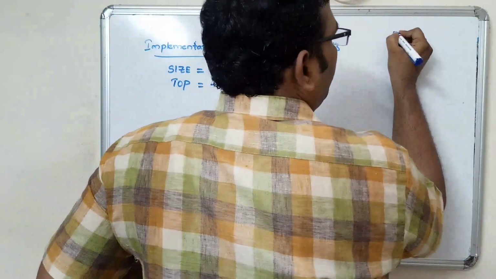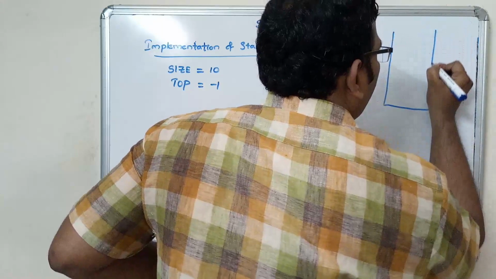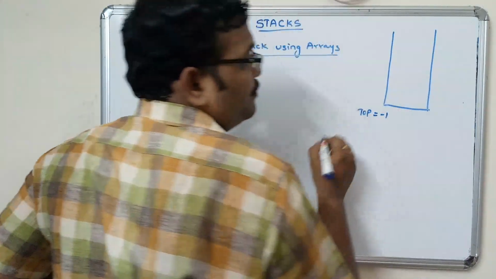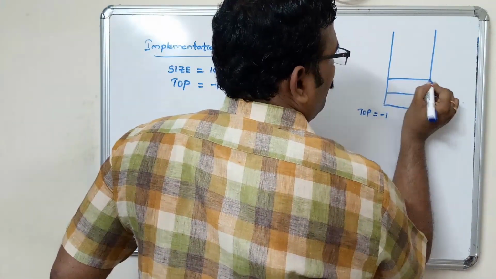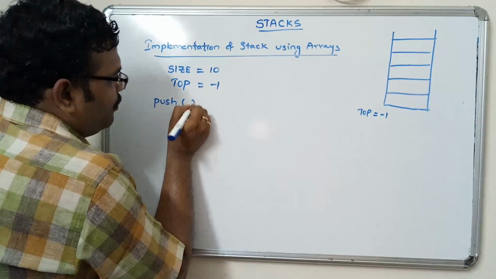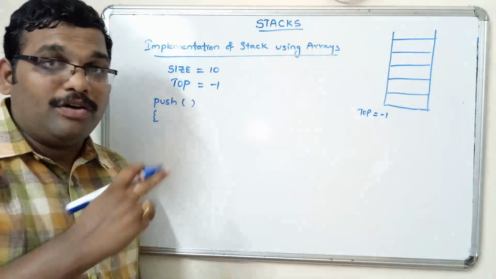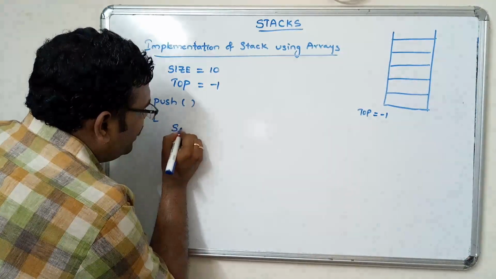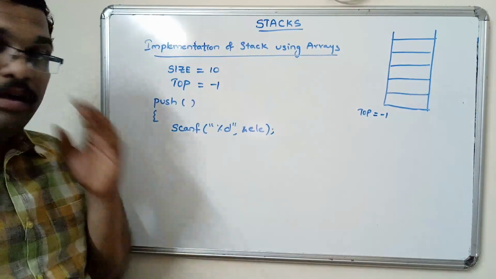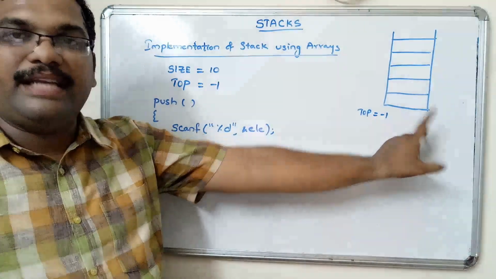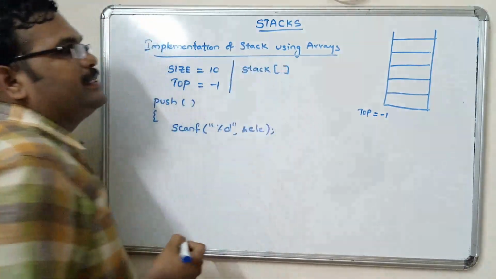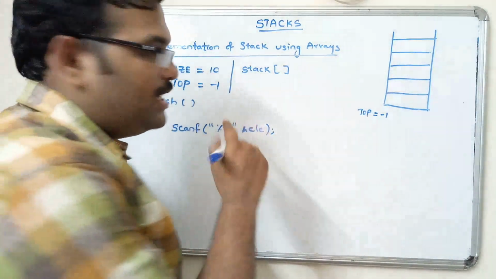Let us consider here top is equal to -1. Coming to the push operation, first we need to read the element because this is an insertion. Push means insertion. So read an element: scanf %d. Let us read a numerical element, right? So we are reading an element and we need to insert this element into the stack. So we need to declare the stack also. Stack is an array of size 10.